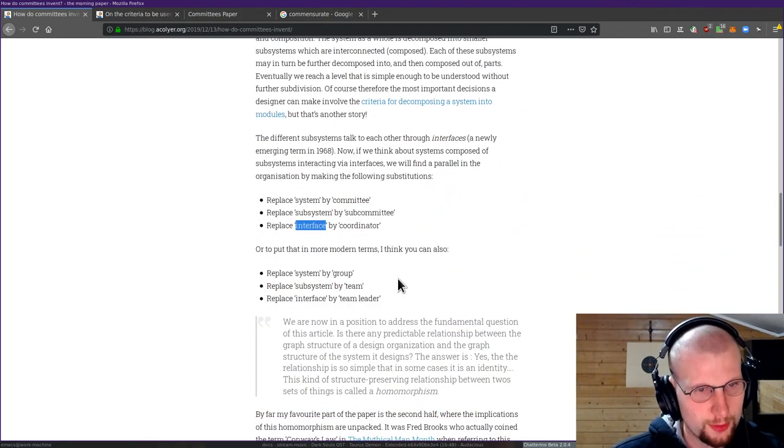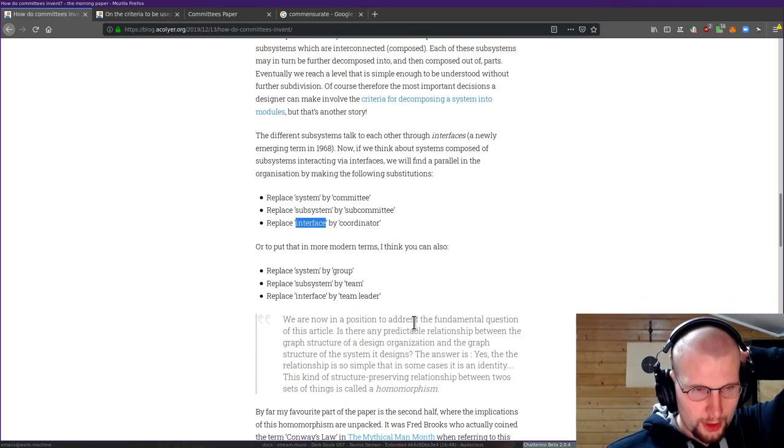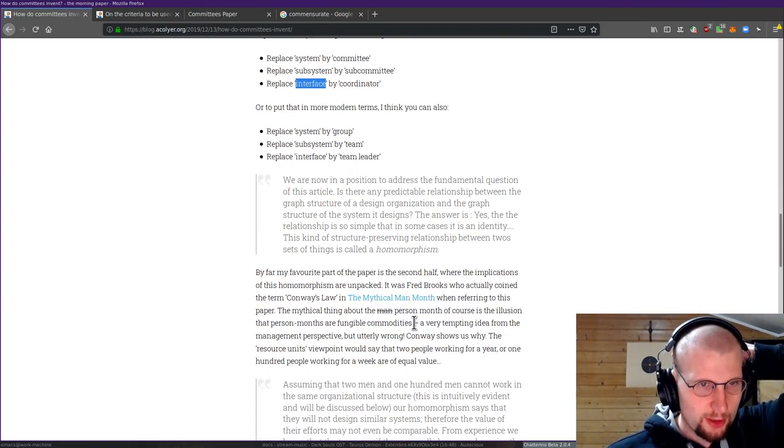Or to put it into more modern terms, I think you can also replace system by group, subsystem by team, interface by team leader. Yeah, that's valid. We are now in a position to address the fundamental question of this article. Is there a predictable relationship between the graph structure of a design organization and the graph structure of the system it designs? The answer is yes. So this is Conway's law.